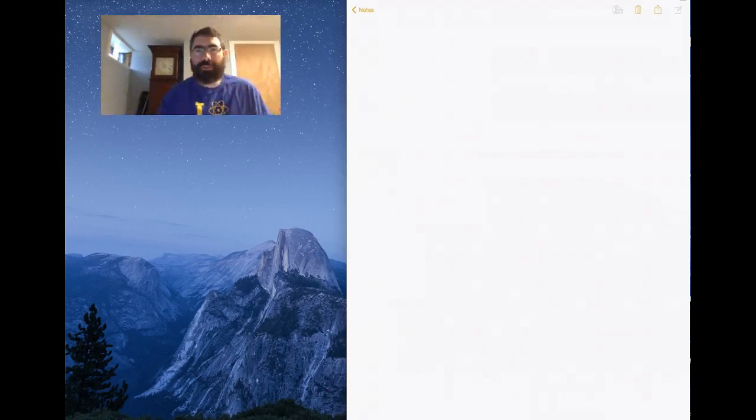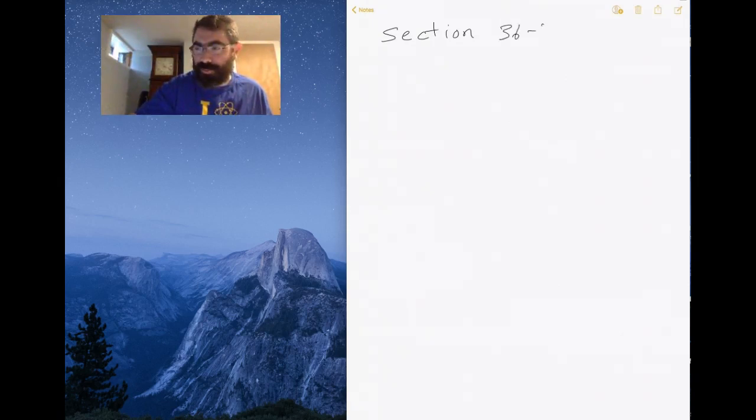So I'm going to talk about diffraction gratings. So far in the videos we've gone over single slit diffraction, double slit diffraction, and now in section 36.5 we're going to go over a diffraction grating, or basically diffraction through thousands of slits.